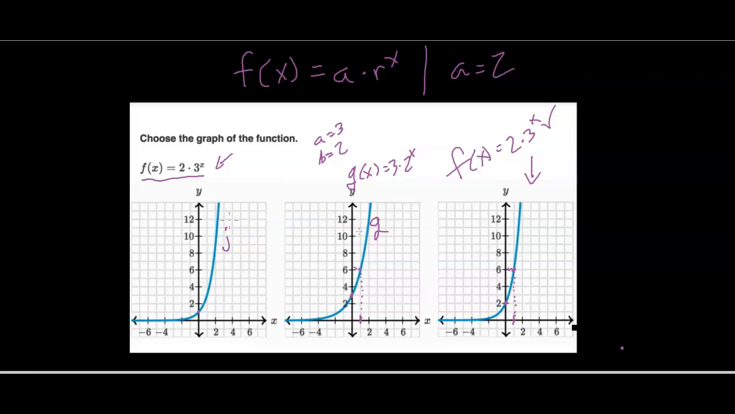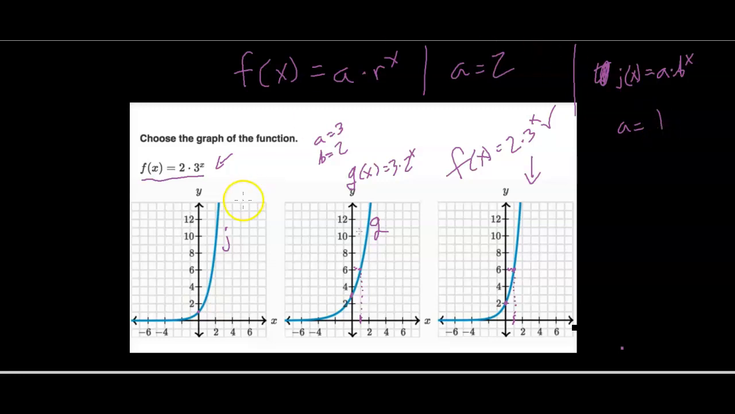So what do we know about j of x? Well, we know that a lowercase j of x has to be a times b to the x power. It has to be an exponential function. What does its value of a have to be? Well, let's look at its y-intercept. Its y-intercept is at positive 1, so a is positive 1, right?